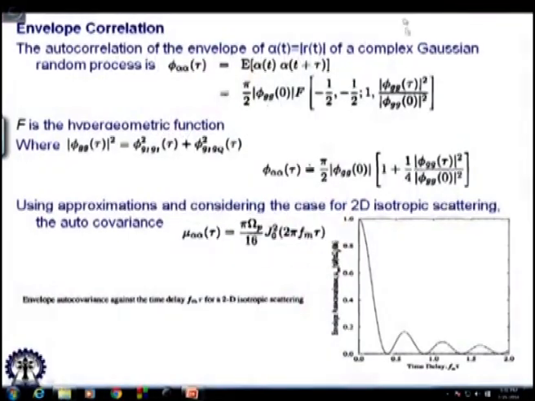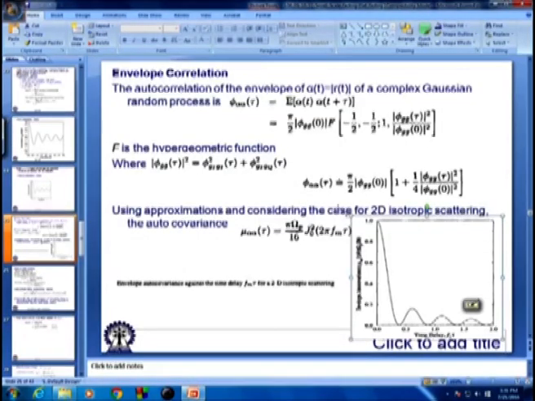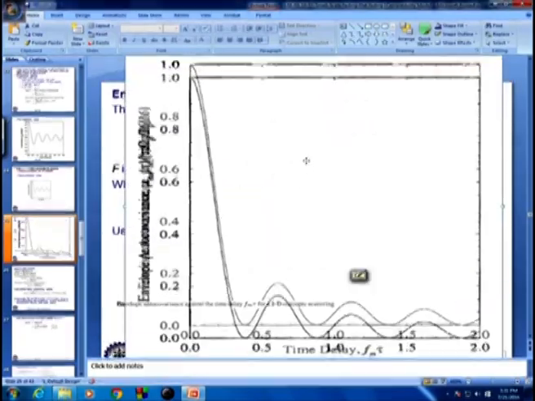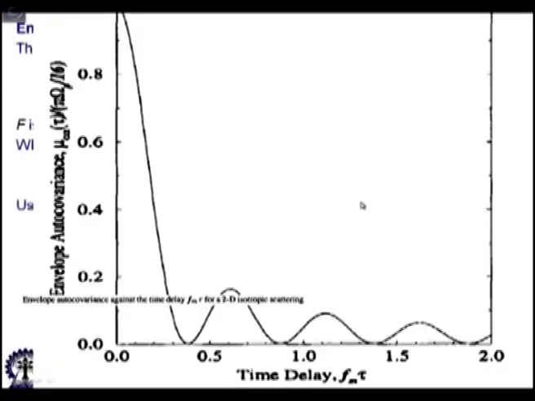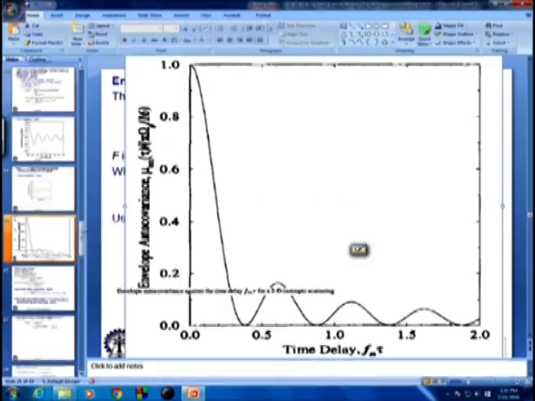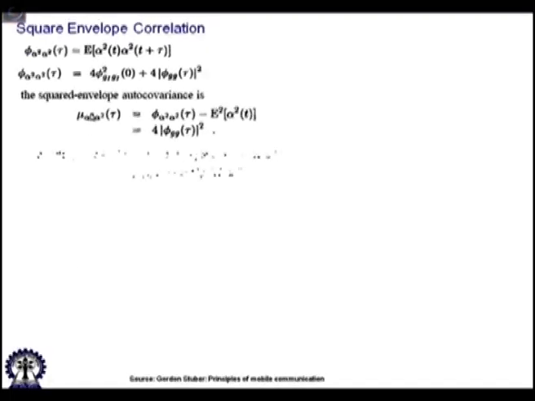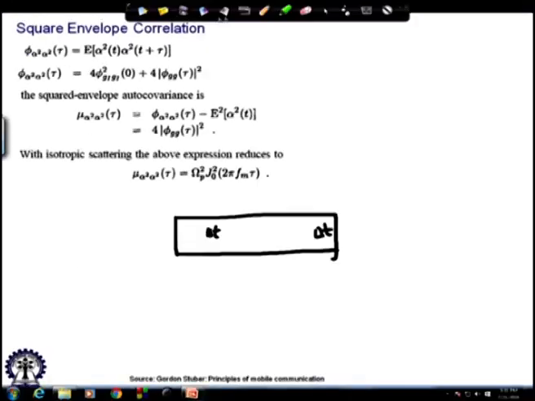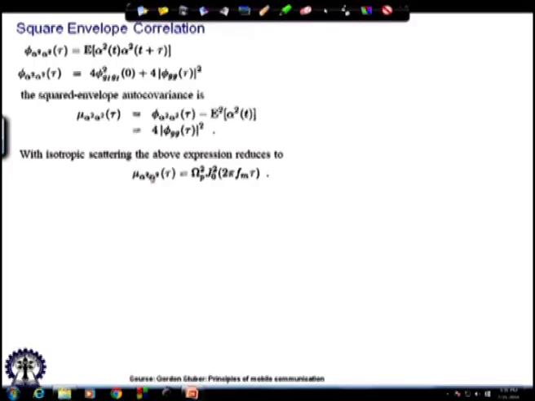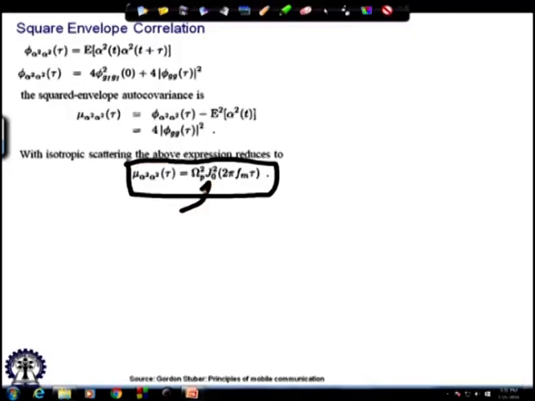Typical example of this would be the figure as shown over here. So, if you see this particular figure, this is the envelope correlation. So, this is decreasing faster than the other one, and if we look at the square envelope correlation, the square envelope correlation also gives us the same thing, that this is proportional to J 0 squared. Surprisingly, both the results give correlation proportional to J 0 squared.